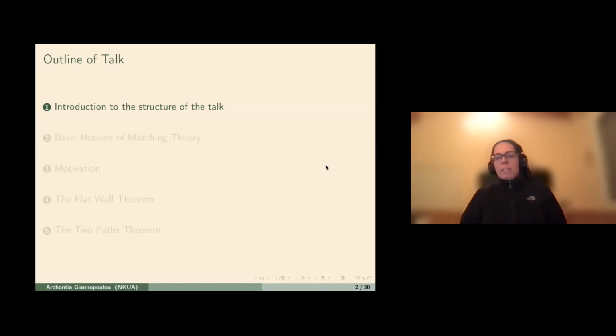Okay, so first I will discuss a bit about the structure of the talk. I'll have to introduce some basic notions of matching theory, actually maybe a bit more than a few, discuss the motivation, and then finally conclude with the flat wall theorem in the matching setting.